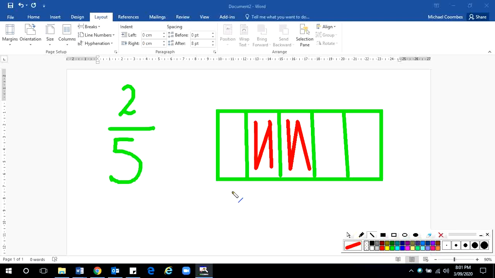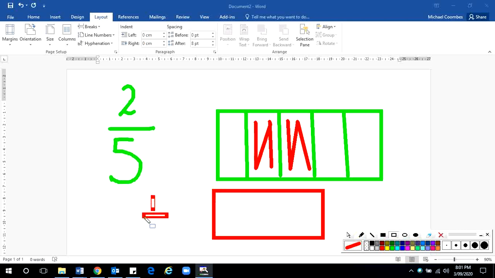Okay, so hopefully that helps when you're doing your fractions today. Step number 1 will be to draw the shape, the outline of the shape. Step number 2 is identify how many total parts there are. Okay, so we'll just do another one.